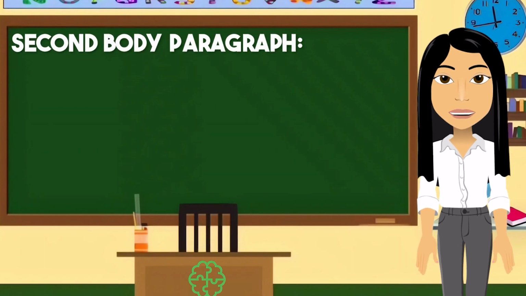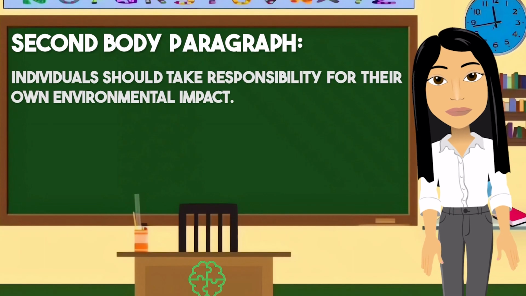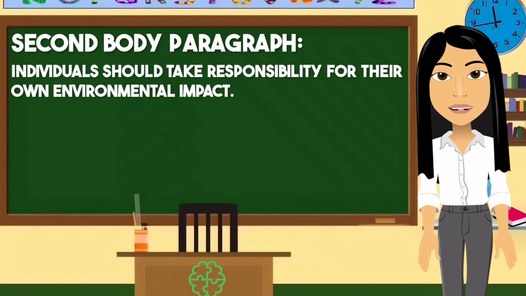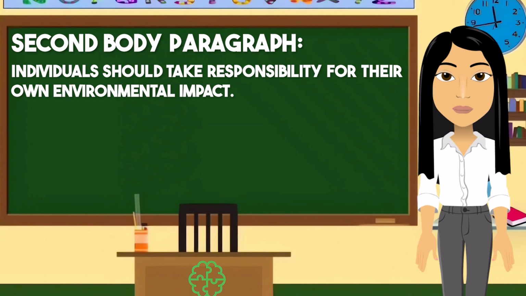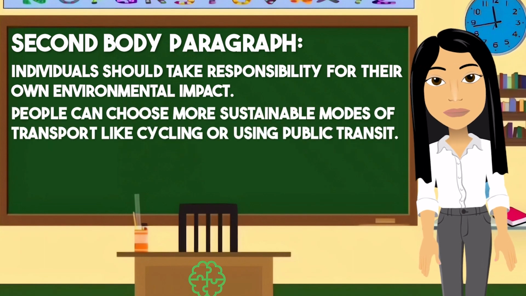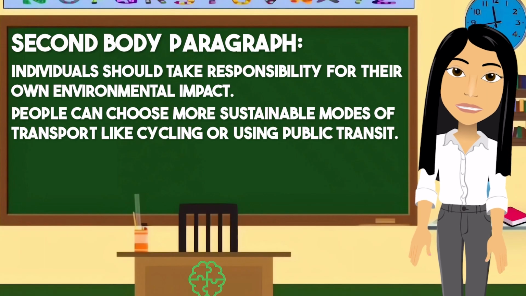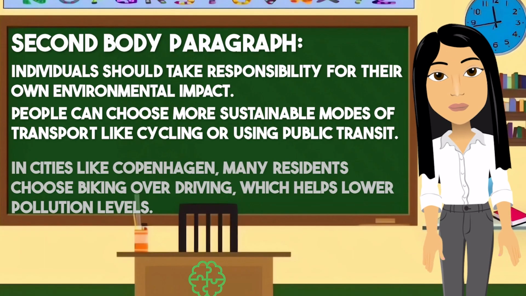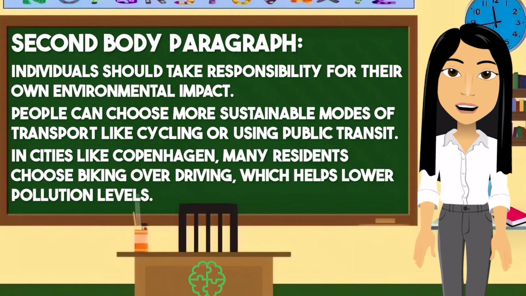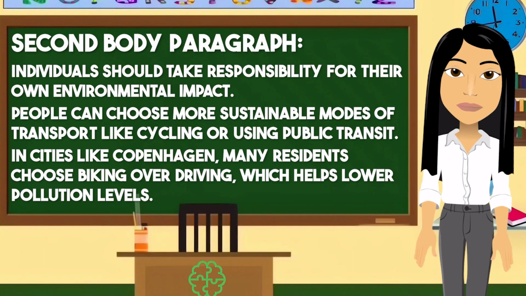In the second body paragraph, discuss the alternative view. Individuals should take responsibility for their own environmental impact. Explain this perspective by noting, people can choose more sustainable modes of transport, like cycling or using public transit. Illustrate with an example. In cities like Copenhagen, many residents choose biking over driving, which helps lower pollution levels.